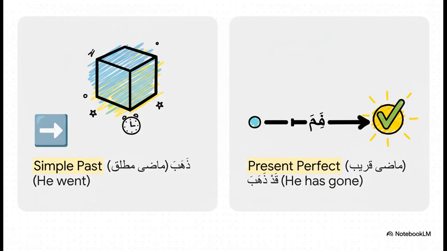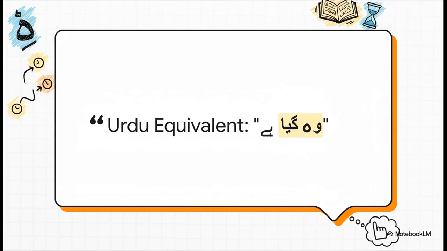For this one, we get a new helper word, qad. When you stick qad in front of a simple past verb, it shifts the meaning from he went to he has gone, or he has just gone. It kind of pulls that past action right up to the present moment, and it often adds a little bit of emphasis, like you're confirming that, yes, this definitely happened. The Urdu equivalent here, wo gaya hai, reflects this perfectly. It tells you the action of going is done, but its relevance is right now.